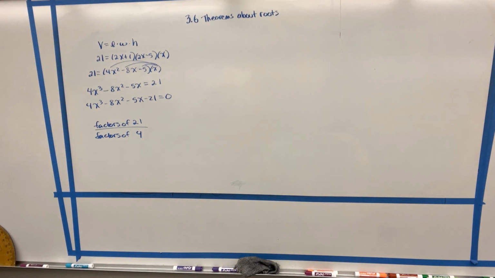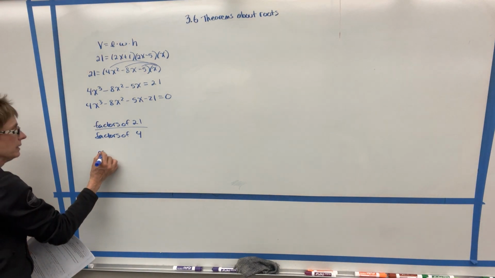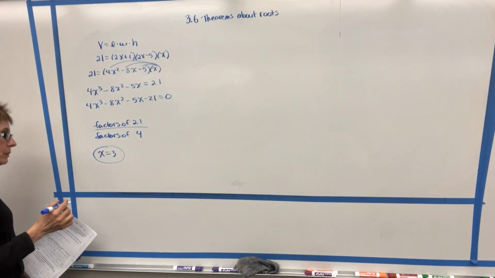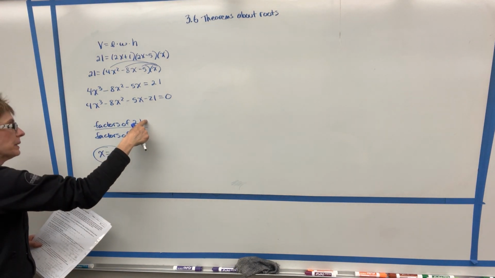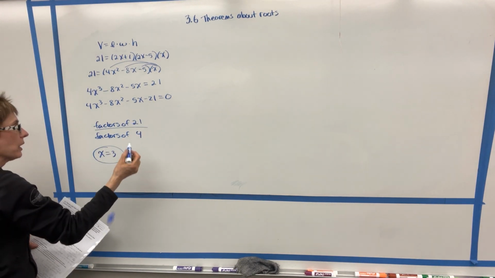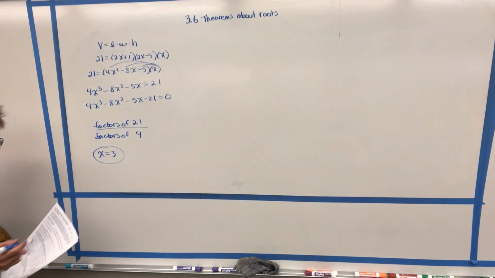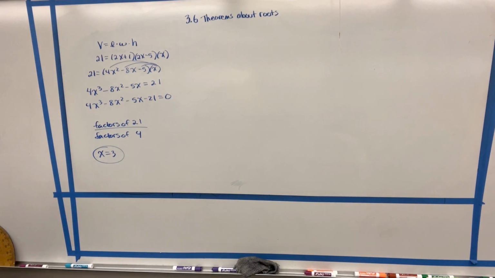To be honest with you, what I would do is put this on a graphing calculator, and I would see that the graph appears to cross the x-axis when x is 3. Notice that this would work because 3 is a factor of 21 and 1 is a factor of 4. So this does work out as 3 divided by 1 as being one of the possible factors. So I typically use the graphing calculator to find my first 0.